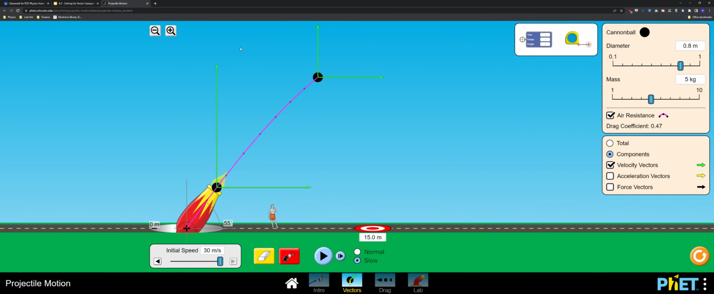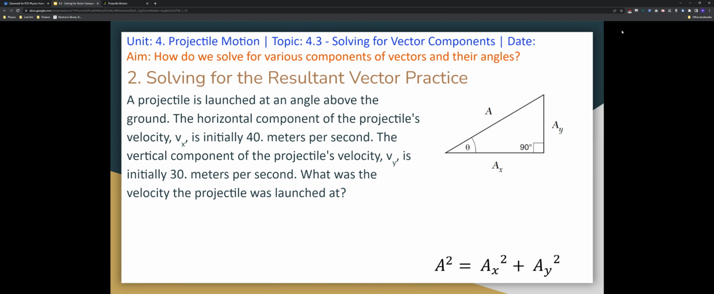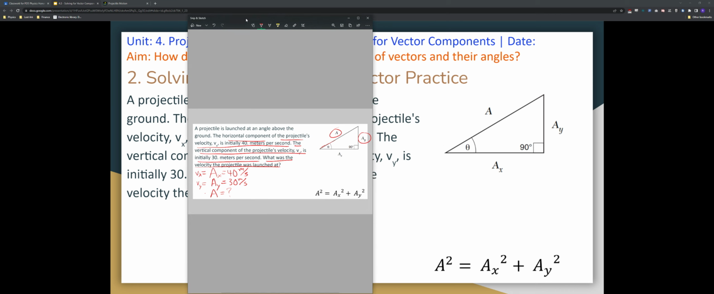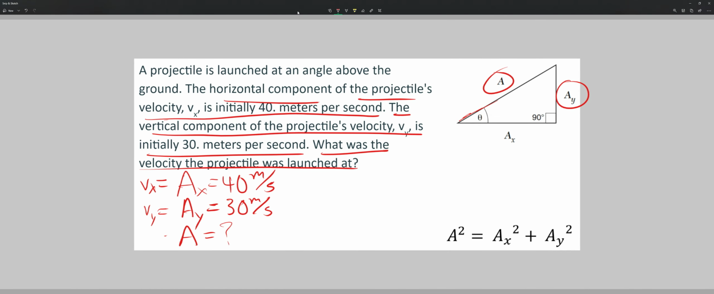Again, going back to the simulation, you're given these two components: the vertical component and the horizontal component. You're given horizontal velocity and vertical velocity, and you're asked to find out what is my total velocity. What is the launch velocity here? What is this green vector? That's essentially what you're being asked. You're given your two sides, and you're asked to find your total velocity.